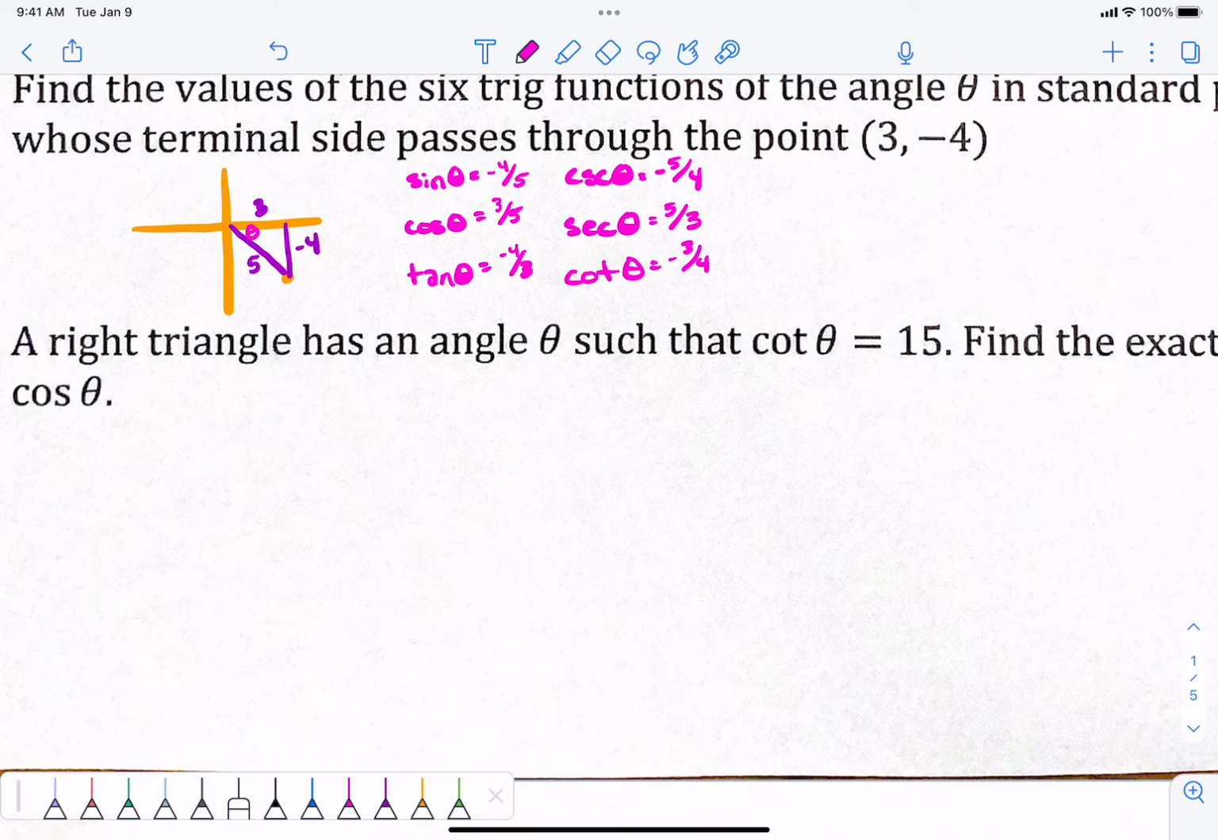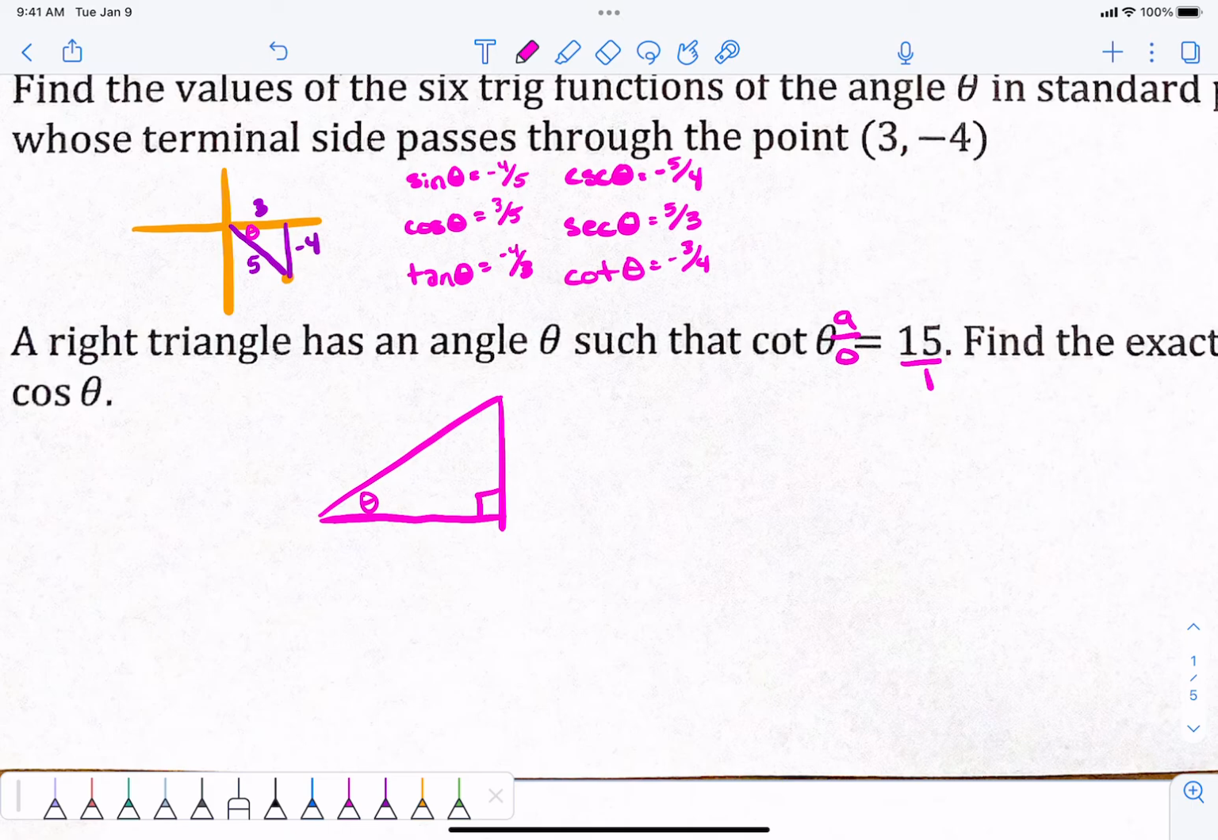Okay, a right triangle has an angle theta such that cotangent is 15. Let's draw that triangle, shall we? It doesn't matter what it looks like. I just always put it in the first quadrant because that's where everything's positive, right? Okay, we have a right triangle. Cotangent is 15, that is 15 over 1 as a fraction. Tangent is opposite over adjacent, so cotangent is adjacent over opposite, 15 over 1. Or you can just say tangent is 1 over 15.